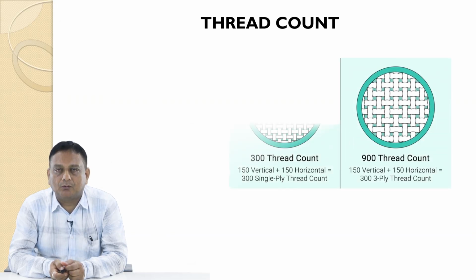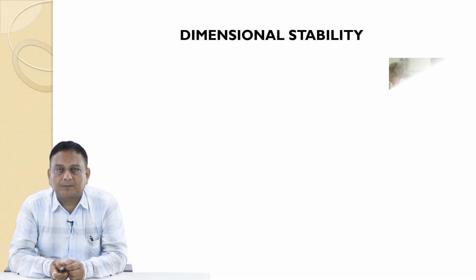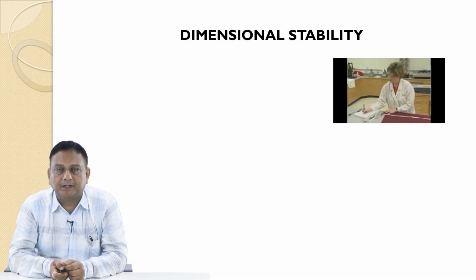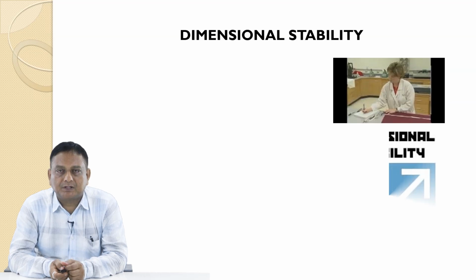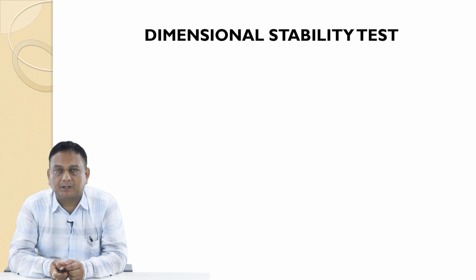Then comes the thread count. Different kinds of threads are used in the yarn. Then comes the dimensional stability. Depending upon the fabric, the weave, and also the nature of the material, dimensional stability will vary, and testing has to be carried out very cautiously. That's why for dimensional stability.